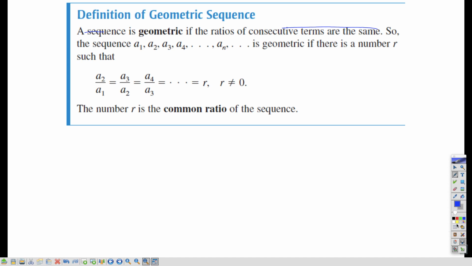So we have a sub 1, a sub 2, a sub 3, a sub 4, a sub 5, and so on. Well, we found the common difference by taking the second minus the first, right? The third minus the second. Well, how do you think we're going to do ratio? The second divided by the first, the third divided by the second, the fourth divided by the third, and so on. And all those ratios have to be the same.